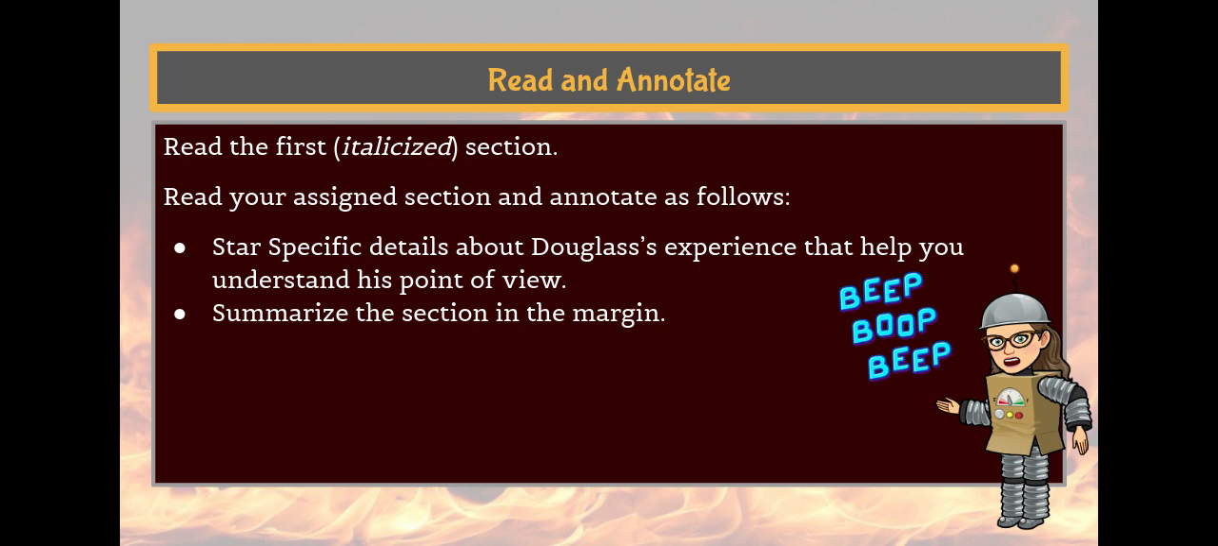You will need to take out the glossary handout. Read the first section in italics. Then you will read your assigned section that's on the board and complete the following. You will star specific details about Douglass's experience that help you understand his point of view, and you will summarize your section in the margin. Probably no more than 1 to 2 sentences. You will have 12 minutes to complete this activity.